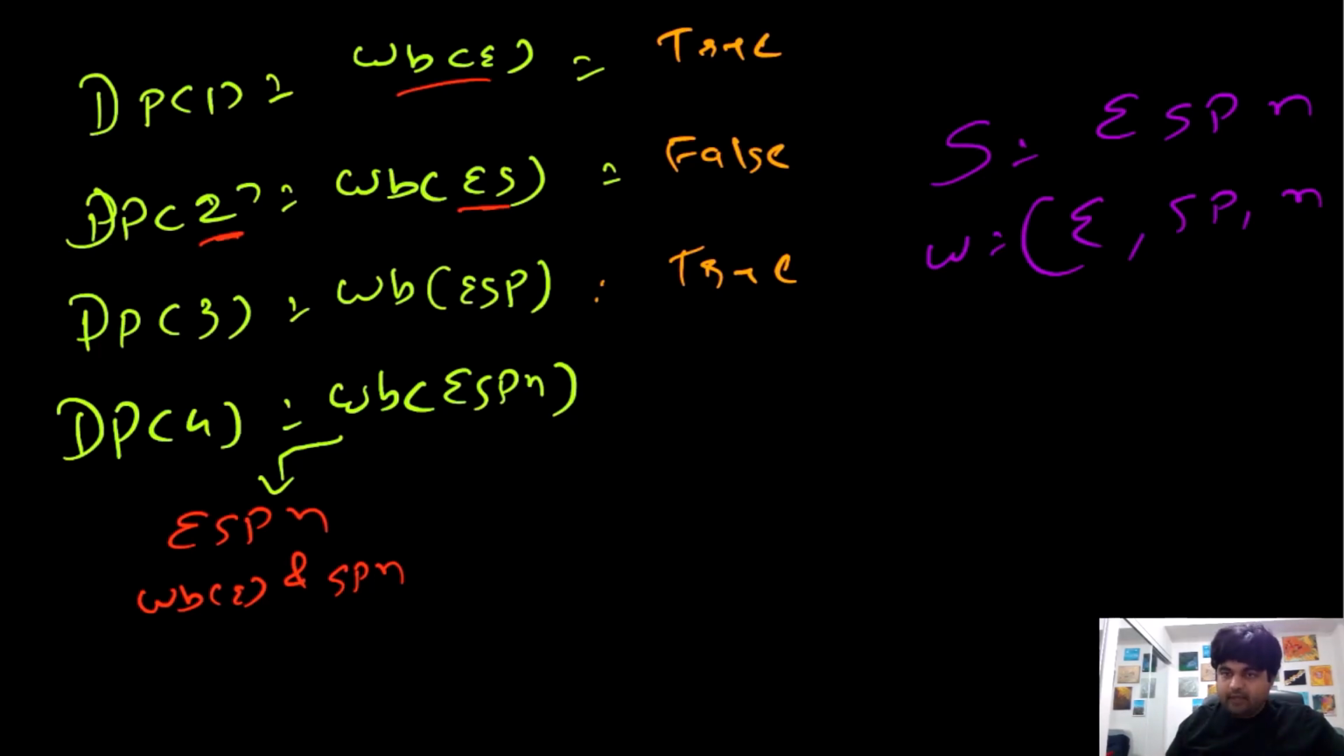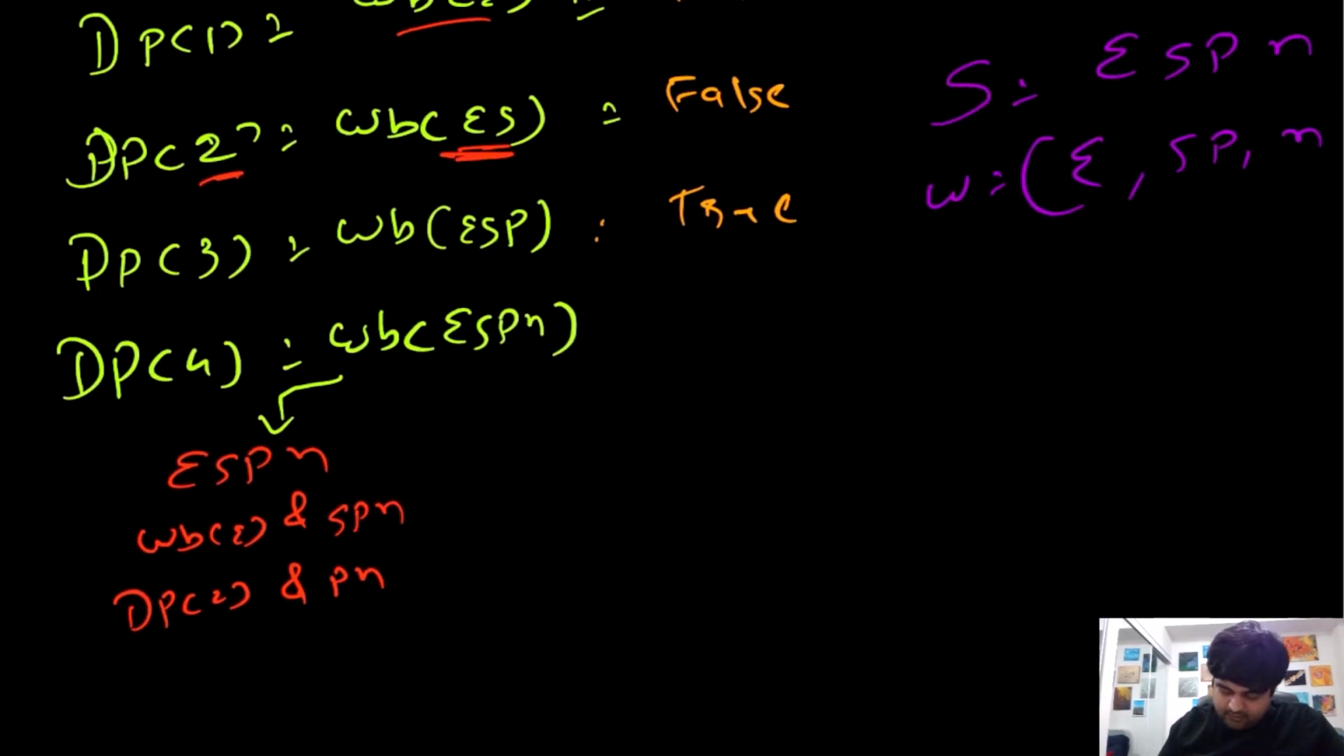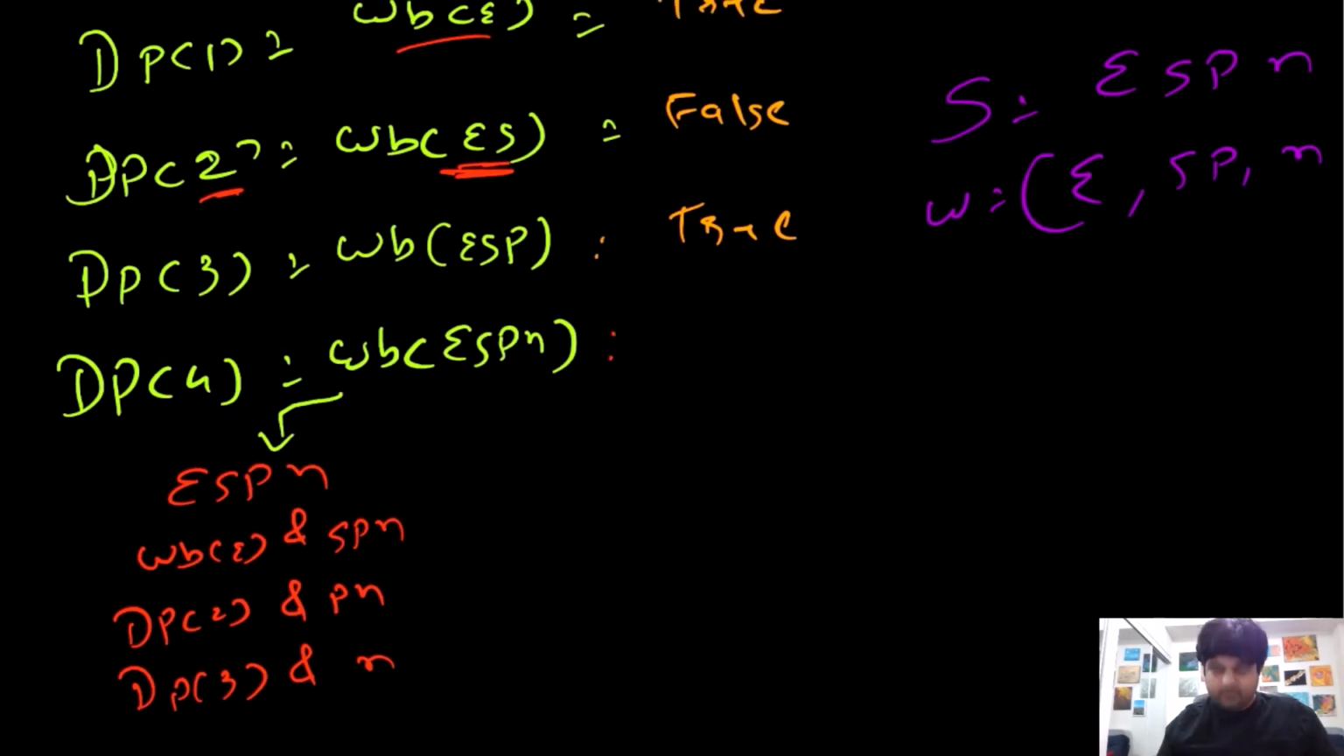Now I'm going to write this in a different manner. So we can also say that this is dp of 2 and pn, because dp of 2 represents this es, and we can also say this as dp of 3 and n. And yeah, these are the 4 conditions we need to check, and if any of them are true, we need to return true over here.